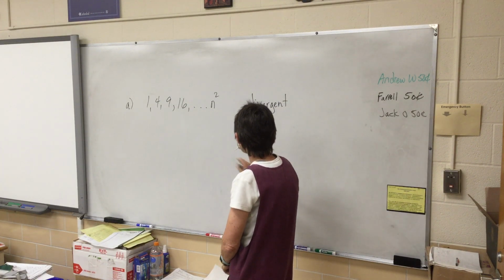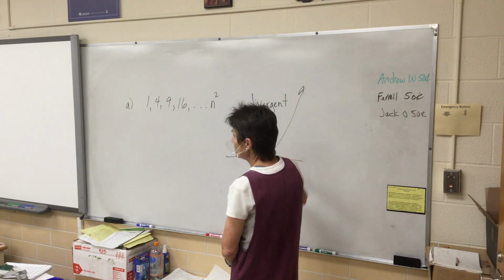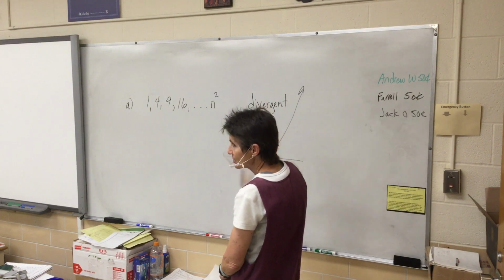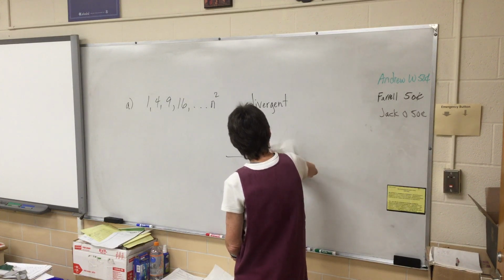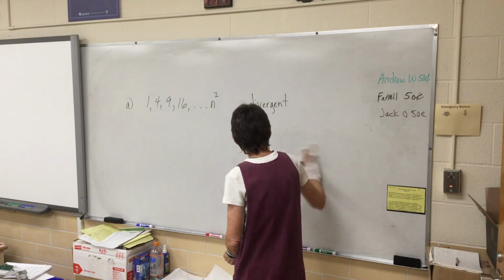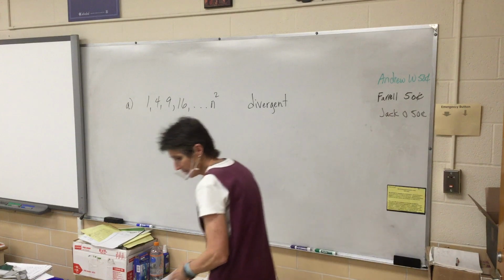When you graph n squared, guys, what does it do? Yeah, it just shoots up. There's no top on that. There's no asymptote to hold that in. That just keeps going, going, going. All right, what about the next one?